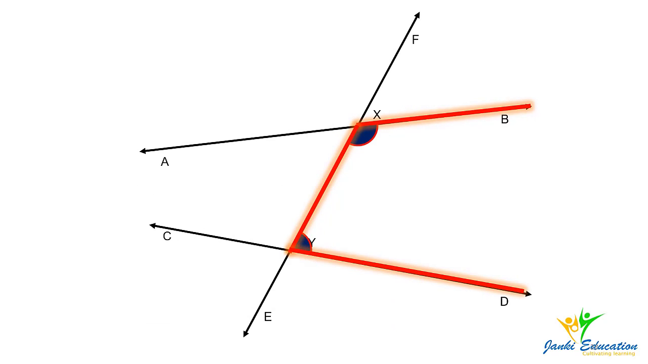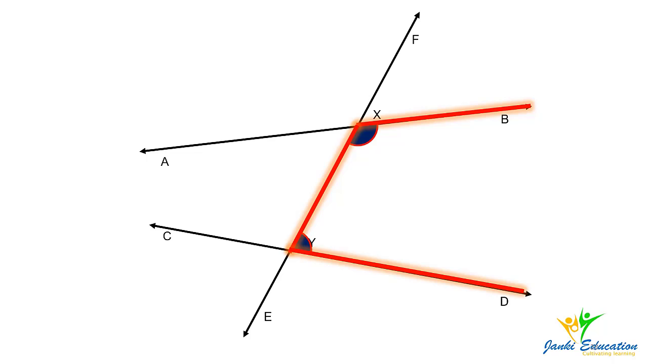And if you see, these are on the same side of the transversal and they are interior. So sometimes they are called angles on the same side of transversal. Interior angles on the same side of a transversal. That is also another name for them.